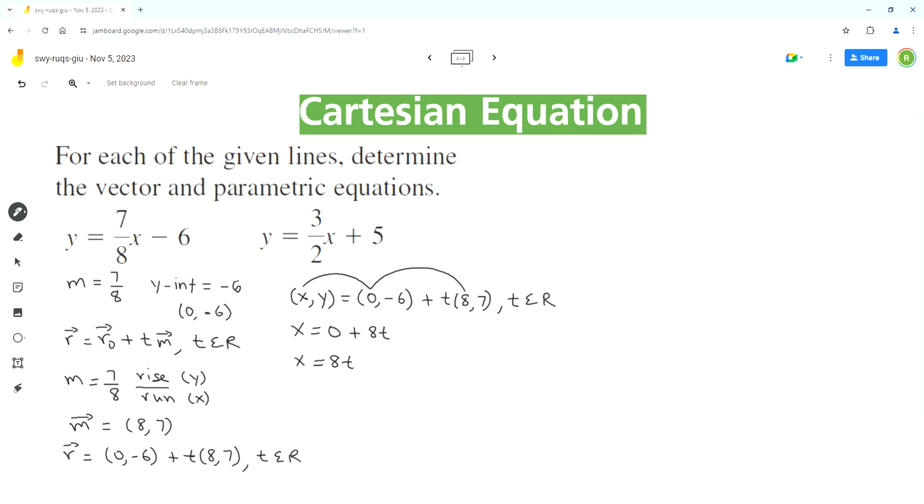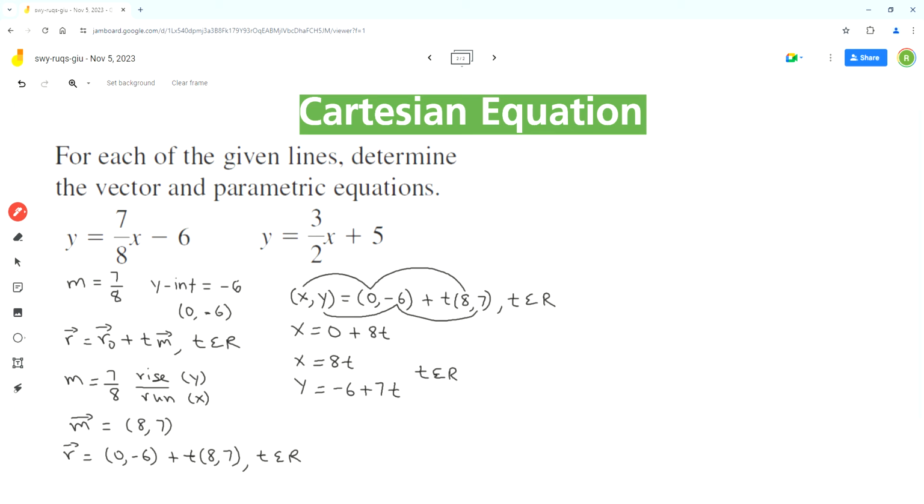Now we can write the y equation using the y component and we'll multiply 7 by t. So this is the y equation. So these are the parametric equations for the first line. So we are done with the first equation. Now we can analyze the second given equation.